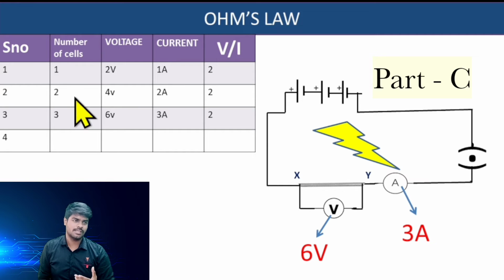First cell, second cell, third cell. In part A we have only one cell. In part B we have 2 cells. In part C we have 3 cells. But I am getting the same ratio.